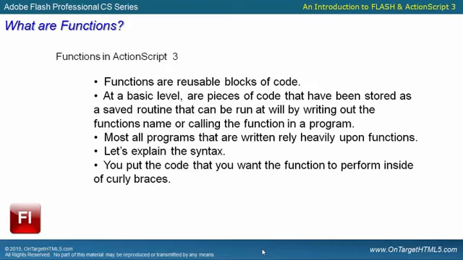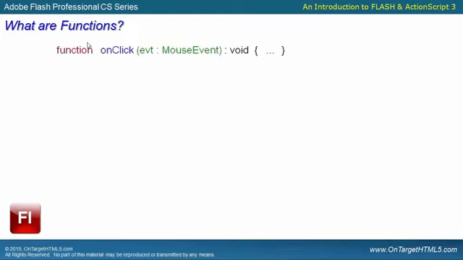You put the code that you want the function to perform inside of curly braces. So I've got my function, that's the keyword, the declaration that this is a function, the name I'm going to give the function, then a couple of arguments. In this particular case, it's an event and it's looking for a mouse event. And we'll talk about what this void means in a minute. And then I enclose the code that I want to run inside those curly braces.